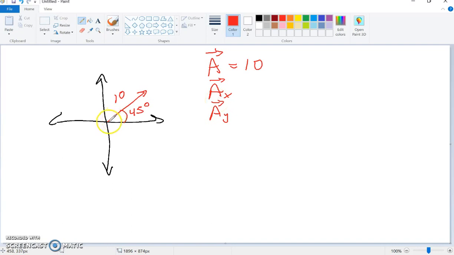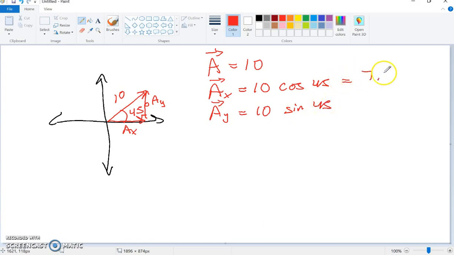And AX would be this guy right here. That would be AX. And this would be AY. So A is a combination of AX and AY, making A, which is 10. So now we have a right triangle. Therefore, AX is equal to 10 cosine of 45, and AY is equal to 10 sine of 45. If you do those in a calculator, you get 7.07.